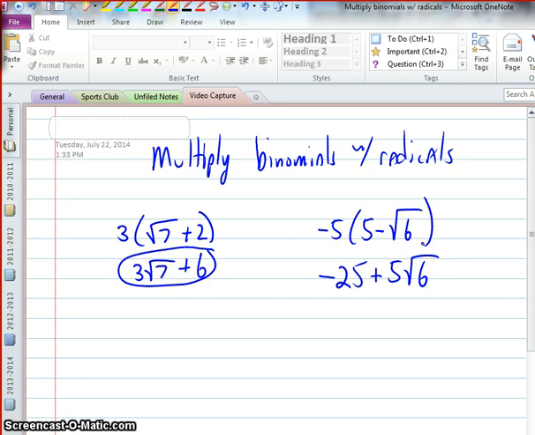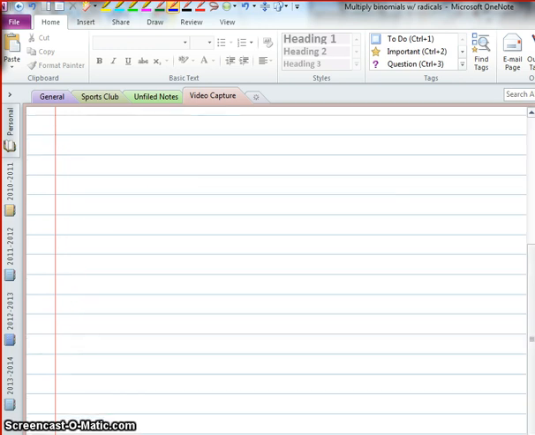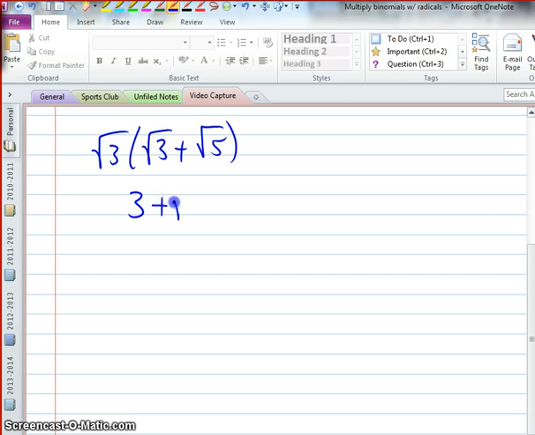I wish I could tell you it doesn't get any harder than this, but it does. It's a really challenging topic, and kids have always had difficulty with it. Square root of 3 times square root of 3 plus square root of 5. Okay, square root of 3 times square root of 3 is square root of 9, which is 3. Square root of 3 times square root of 5, you simply multiply them together and you get square root of 15.